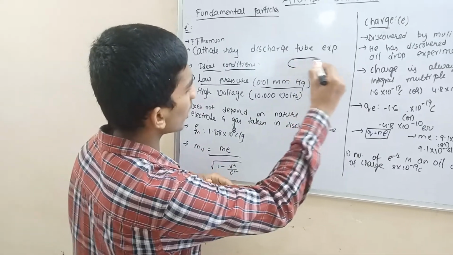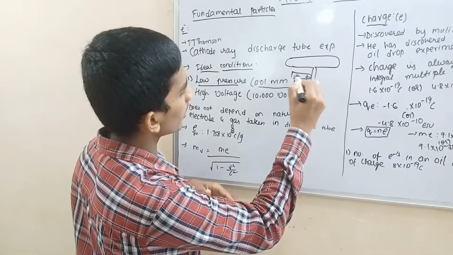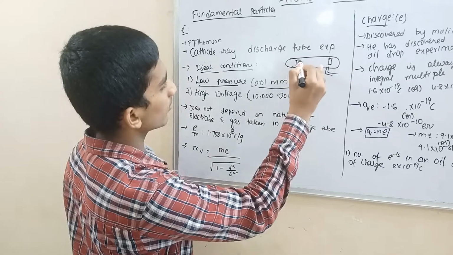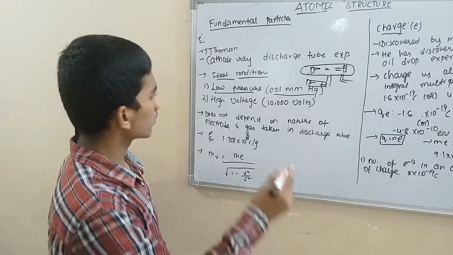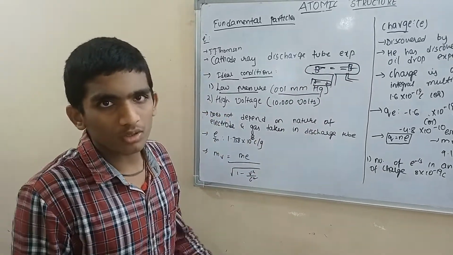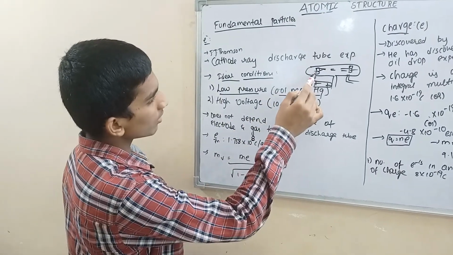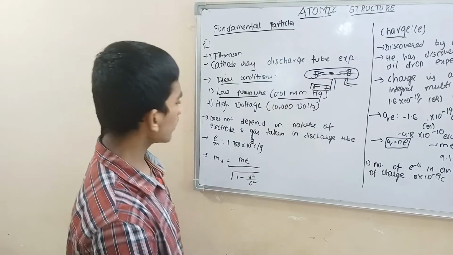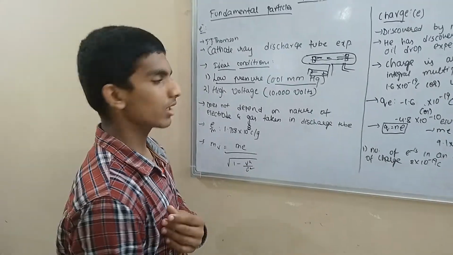Previously we had drawn a diagram and represented it like this. This is the battery, plus and minus, an exhaust pump here, the positive electrode, the negative electrode, and the cathode rays going towards the anode. This is what we have discussed. These electrodes we can take as anything, but one should be the positive electrode and the other the negative electrode. From the negative electrode, negative rays travel towards the positive electrode. It does not depend on the nature of the electrode and the gas taken in the discharge tube.